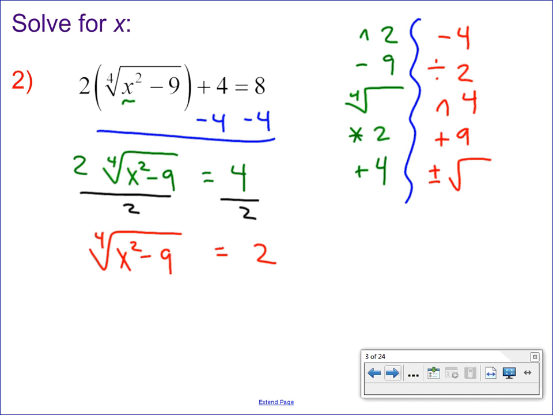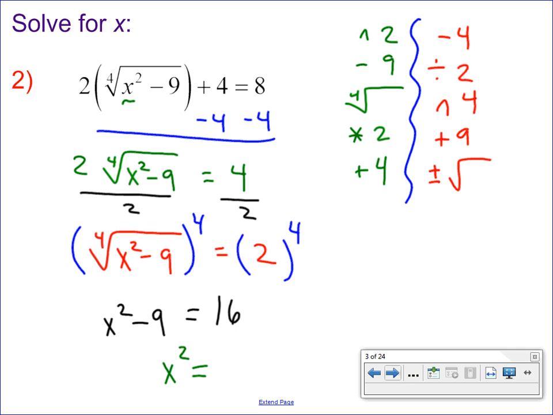Now we're going to undo the radical by raising both sides to the 4th power. I'll go ahead and show that on both sides with my parentheses here, to the 4th. To the 4th. That gets rid of the 4th root. And now I just have my x squared minus 9 inside. Set equal to, and I'll go to my half sheet, 2 to the 4th is 16. And we're almost done. Looks like add 9 to both sides.